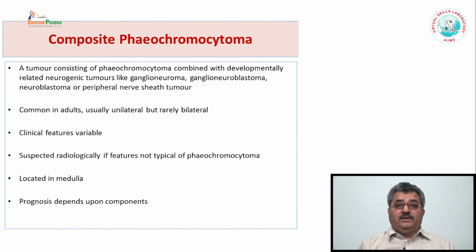When the tumor in the adrenal, which is thought to be pheochromocytoma, is not showing the classical features of pheochromocytoma radiologically, one can suspect this tumor as composite pheochromocytoma. They are located in the medulla, and the prognosis depends upon which is the second component beside the pheochromocytoma. So these are some of the tumors which are important in the adrenal. The neuroblastoma is also a very common tumor in the adrenal, mostly seen in children, but it itself is a separate subject, so it will not be covered under this heading.